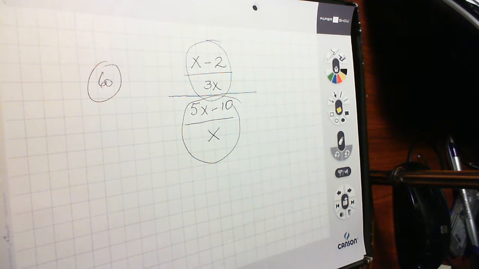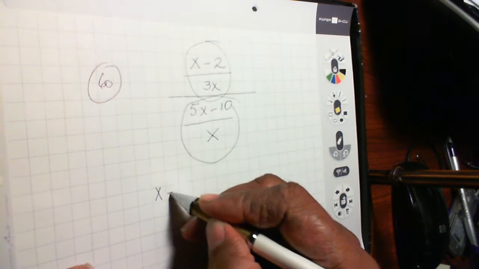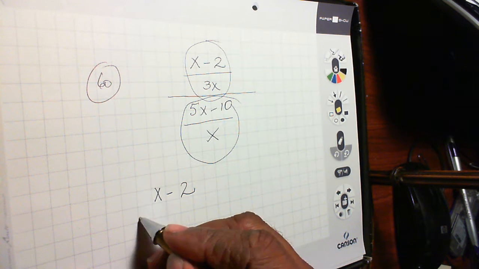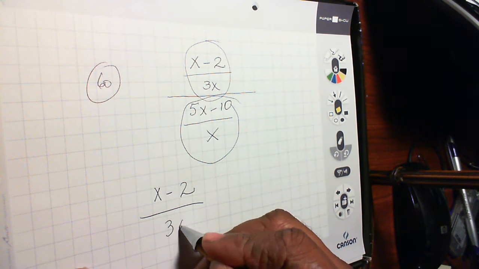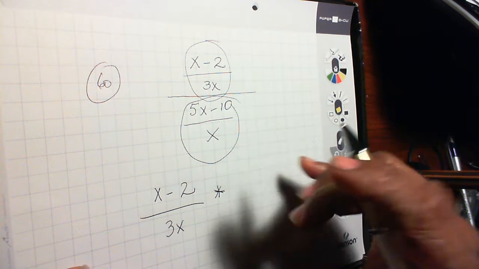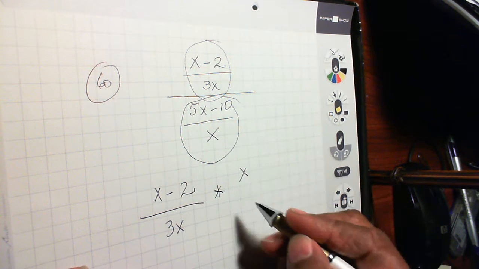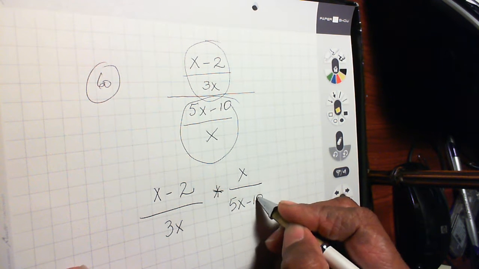Remember what we can do when we divide two fractions? We find the reciprocal and convert it to a multiplication. So we have x minus 2 divided by 3x multiplied by, we're going to flip this over, the reciprocal of it, x divided by 5x minus 10.